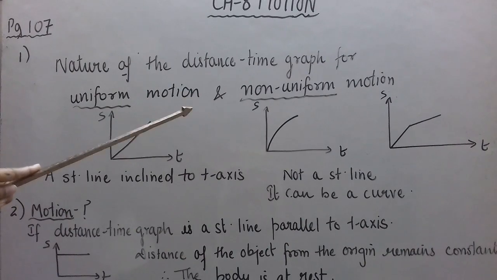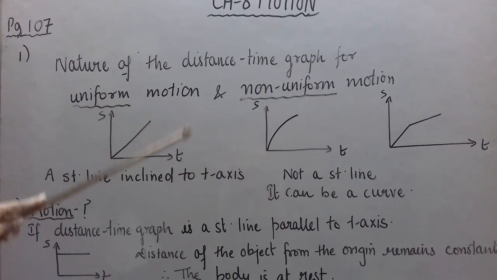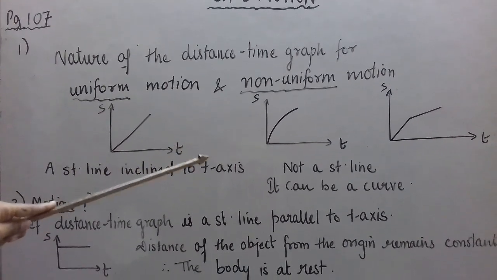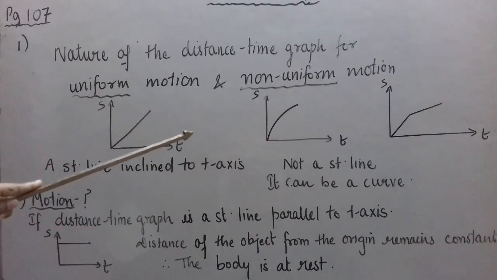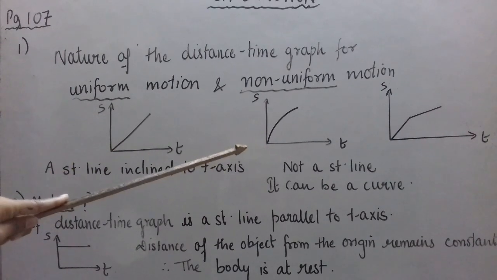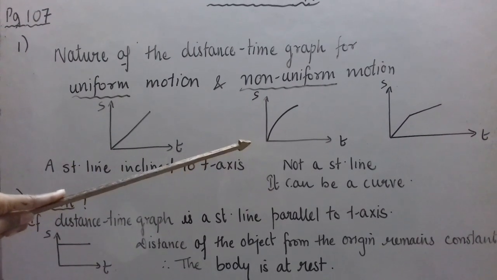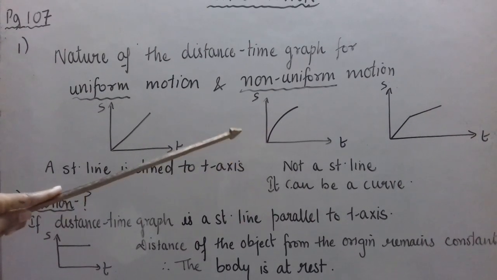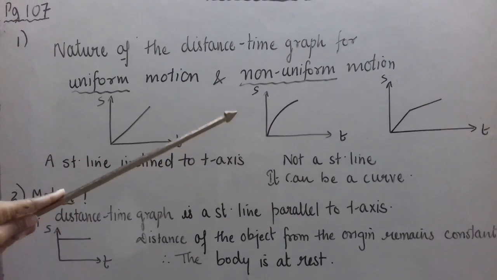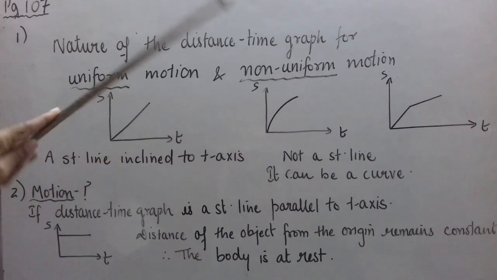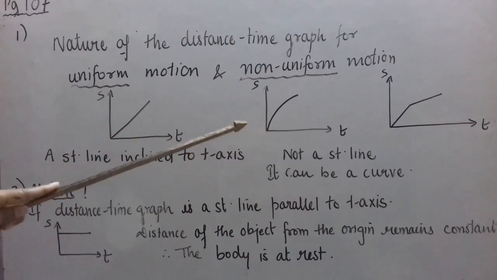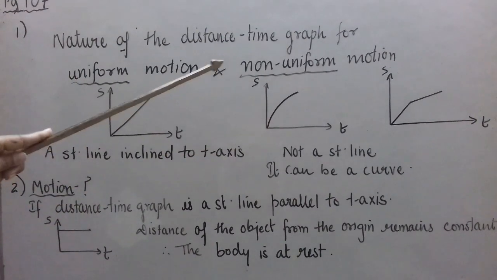For non-uniform motion, what is the nature of the distance time graph? I have first drawn the ST graph for uniformly accelerated motion, and it is a kind of non-uniform motion only. Next I have drawn another ST graph where the line is not a straight line. It is a combination of 2 straight lines. It means a body remains in uniform motion for some time initially, but again it remains in uniform motion, but see, the bend is changed, the slope is changed. It means again the speed is changing. So these both are graphs for non-uniform motion.